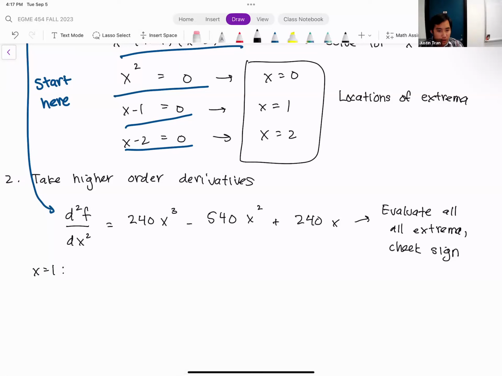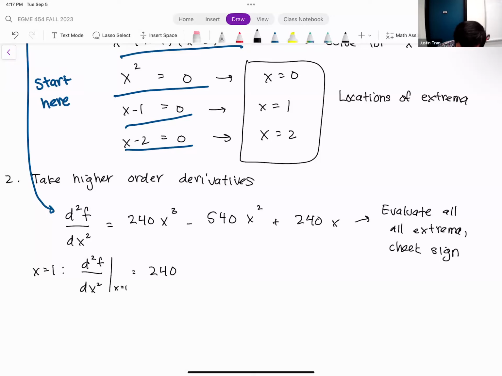And so we know from part 1 that x is equal to 1 is an extremum. That's where the function either peaks, or reaches a low point, or does the weird saddle thing. And so I'm going to plug x is equal to 1 into our second order derivative and check the sign of the result. All right, so let's go ahead and do that.